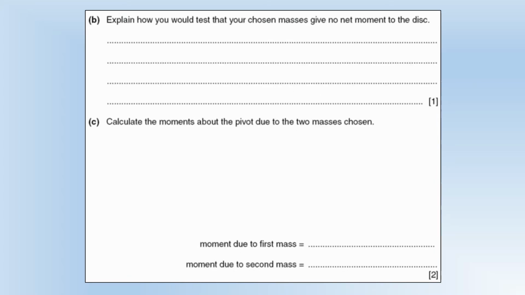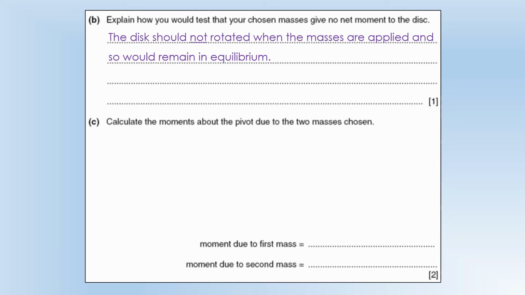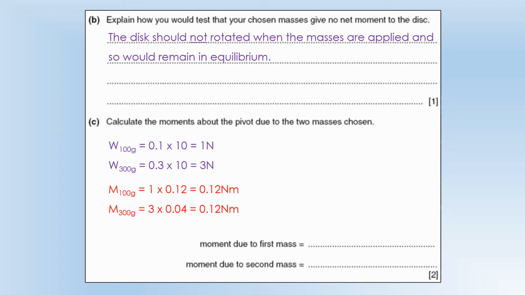Explain how you would test that your chosen masses give no net movement to the disc. So the disc should not rotate when the masses are applied, and it should remain in equilibrium. So calculate the moments about the pivot due to the 2 masses chosen. So we can plug in the values of the weight forces, which we first need to calculate. So we've got 100 grams and 300 grams, so we calculate their weight forces. Then what we do is we multiply those by the distances to give us our moments there.